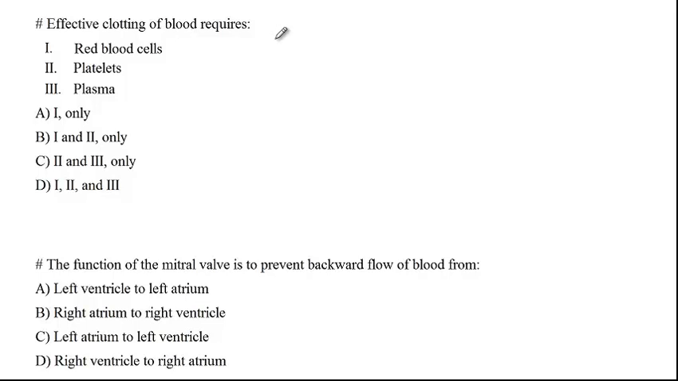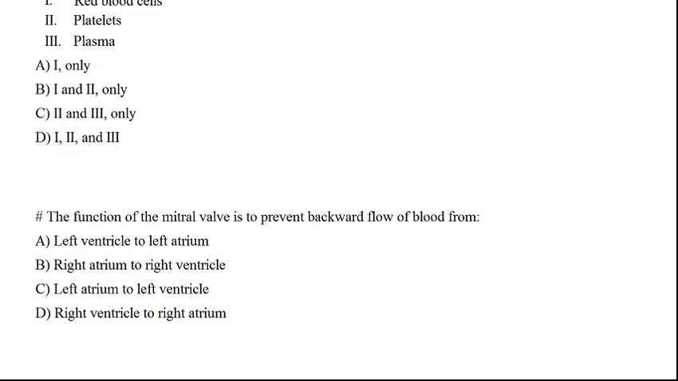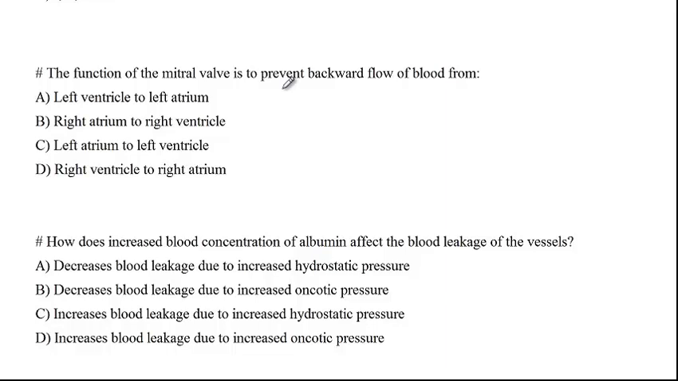Effective clotting of blood requires which of the following factors? Red blood cells, platelets, or plasma? Number two, the function of the mitral valve is to prevent backflow of blood from which of these structures? Number three, how does increased blood concentration of albumin affect the blood leakage out of the vessel? And so here we are referring to Starling's law. That's one clue for answering this question.